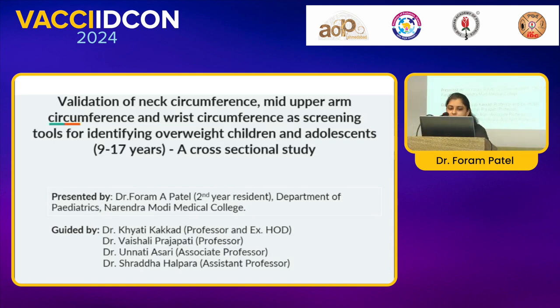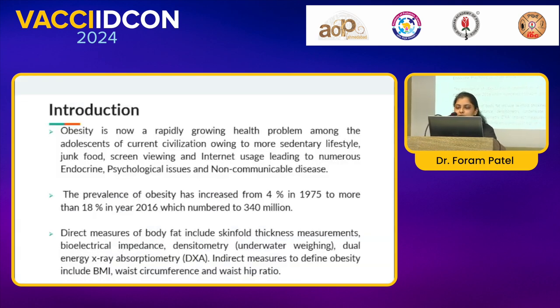A cross-sectional study was done. For the introduction, obesity is a rapidly growing health problem among adolescents due to the rapid surge in sedentary lifestyle, junk food, screen viewing, and internet usage, leading to various endocrine and psychological issues and non-communicable diseases. Its prevalence has drastically increased from 4% in 1975 to 18% in 2016.